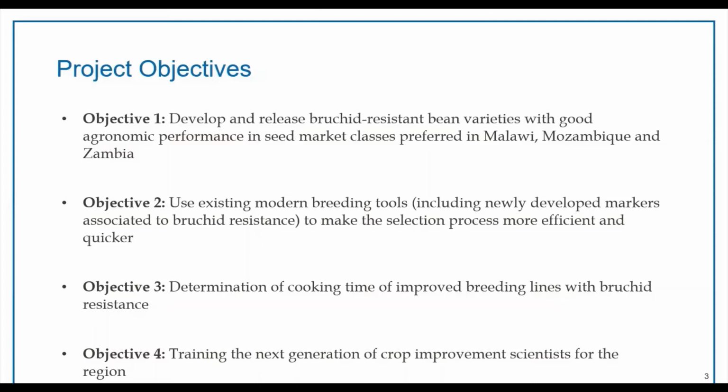Then the third objective is to determine the cooking time of these weevil-resistant varieties, or Bruchid-resistant varieties, that we develop. And the fourth objective is to train the next generation of crop improvement scientists. Here we are going to train a number of master's students from these 3 focus countries.